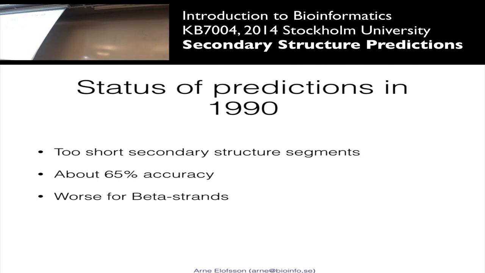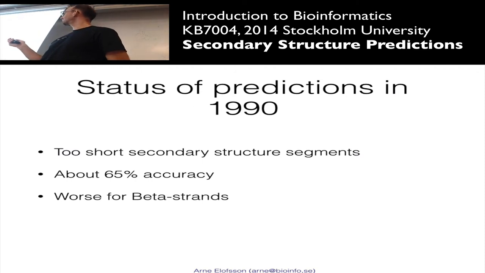So this is basically what the state of the art was in the early 90s. There are some problems with this. I mean, the prediction of 65% is okay, 2/3 is correct. For 3 states, it wouldn't be that bad, but a problem was that this prediction didn't look like secondary structures.